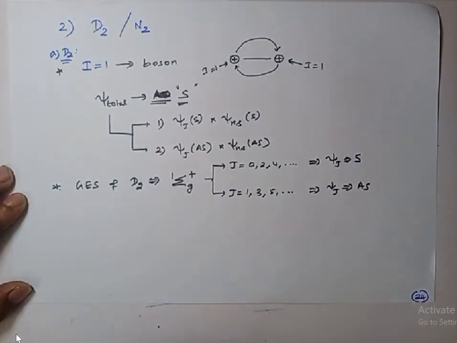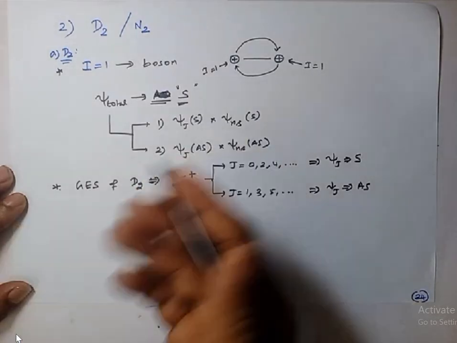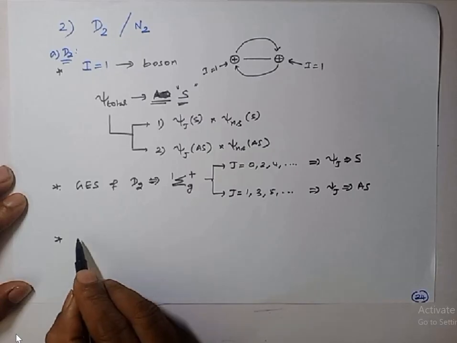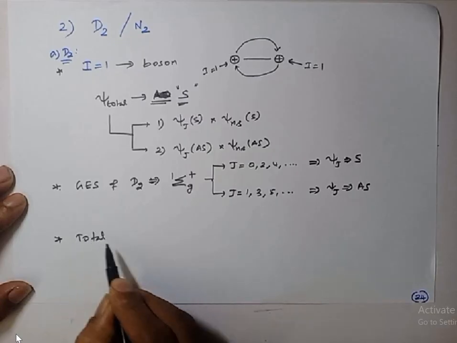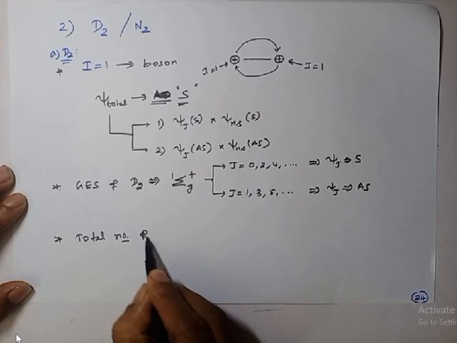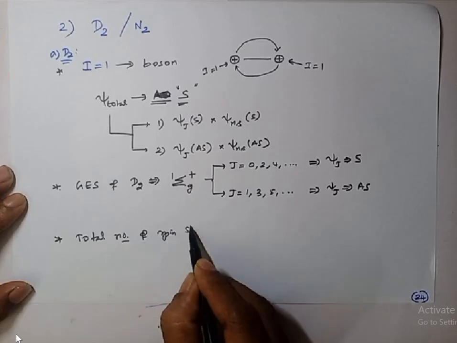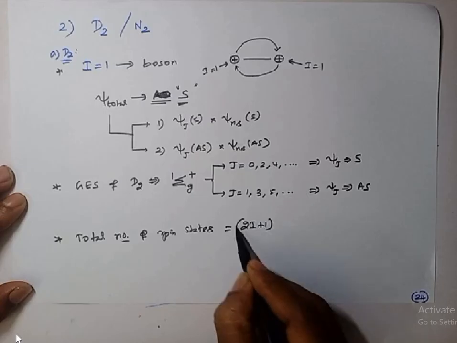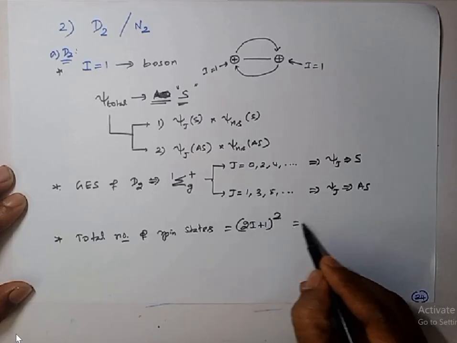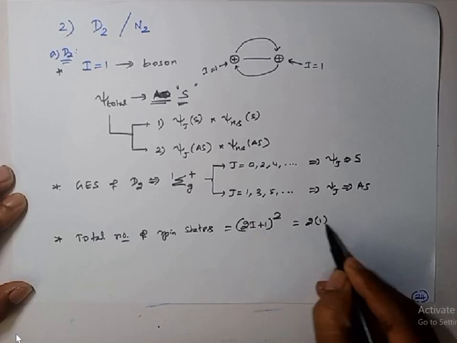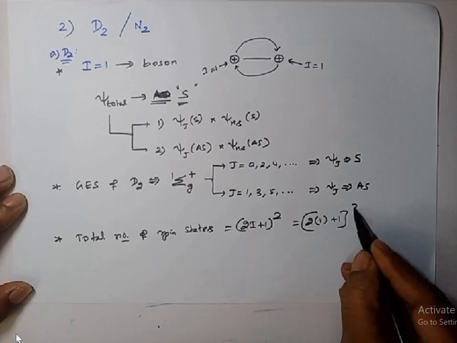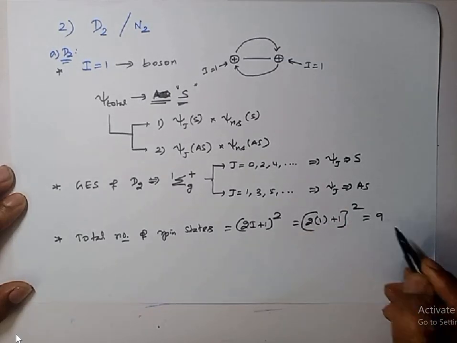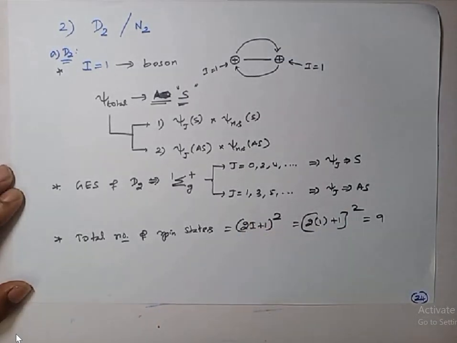The I value is 1. Therefore, how many nuclear spin states are possible? I have given this formula already. The total number of spin states is (2I plus 1) the whole square. So 2 into the I value, which is 1 here, plus 1, the whole square. 2 into 1 is 2, 2 plus 1 is 3, 3 squared is 9. So there are 9 spin states possible.